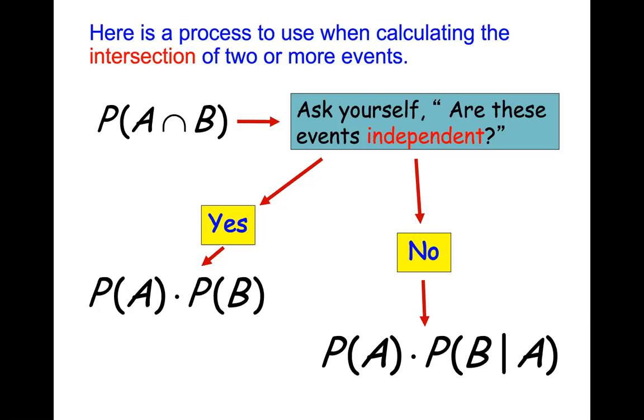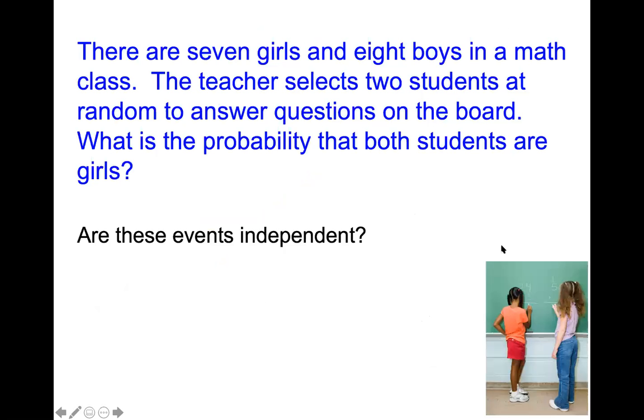Okay, well, let me show you guys an example of how this kind of works out. I'm going to give you an example of how I would use this mind map. So here's our example. If anybody needed me to go back, just let me know. Okay. Let's see, Leong, can you read this one out for us, please? There are 7 girls and 8 boys in a math class. The teacher selects 2 students at random to answer questions on the board. What is the probability that both students are girls? Thank you. All right, thanks, Leong.